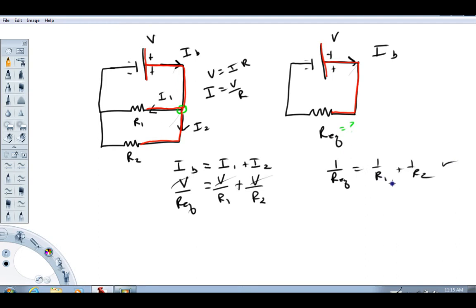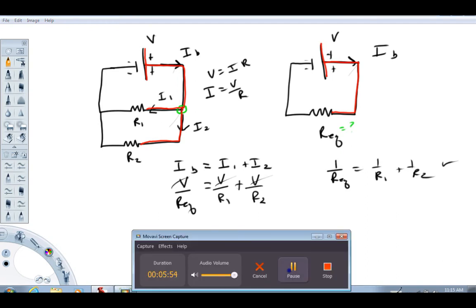Now, when I look at my original picture, there's only 2 resistors. If I had another one in there, maybe an R3, we would just have a plus 1 over R3 on the right and so forth. I'm not going to work that out, but that's how you calculate the resistance of a parallel combination. I'm going to pause this for a moment, clean it up, and draw a series circuit.